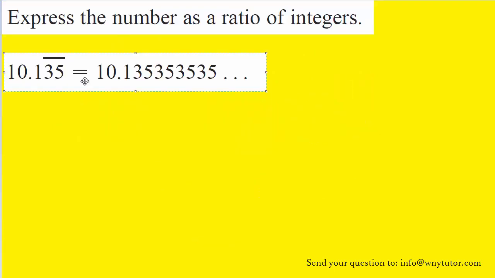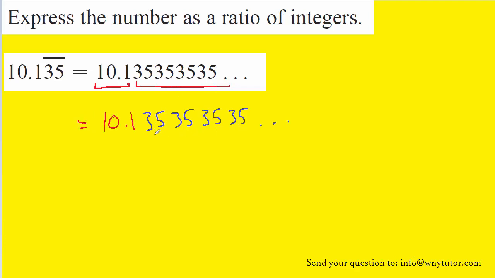Please go ahead and pause the video and reconsider the question for a moment if you haven't done so already. We're asked to express the number as a ratio of integers, and the key to doing this is to begin by separating the portion of the number that doesn't repeat from the portion of the number that does. So we can actually rewrite this as follows. We've color-coded the repeating portion in blue and the non-repeating portion in red.